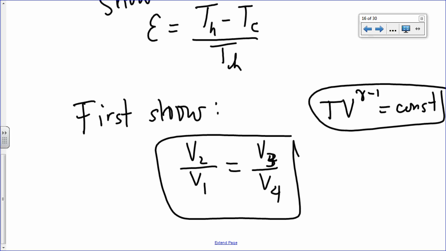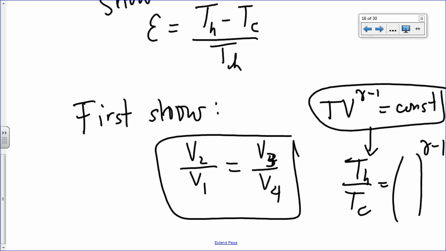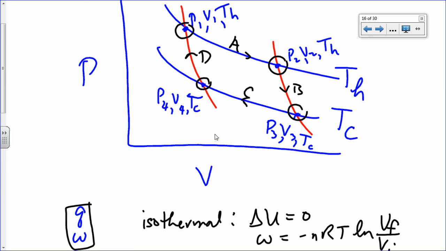Okay? I want you to express T cold over T hot here. Here's a hint for you. T hot over T cold, express that as a ratio of volume to the gamma minus 1. You do that for the two adiabats, and you should be able to show that V2 over V1 equals V3 over V4. So you derive this expression for the two adiabats that you have for process B right here and process D. And that should help you out in deriving that final formula.